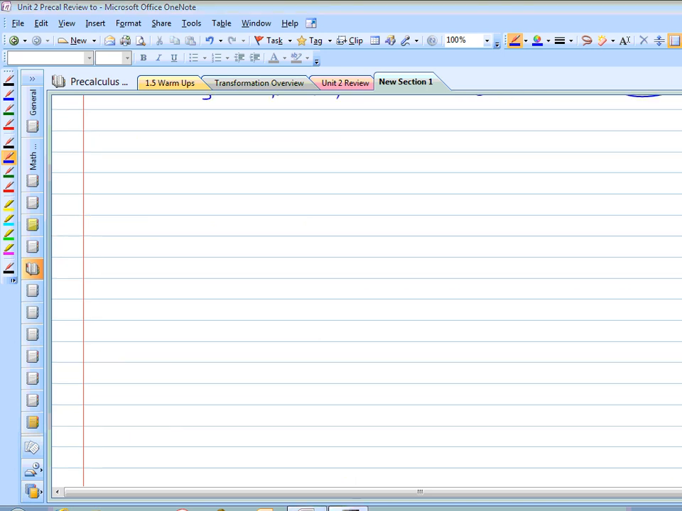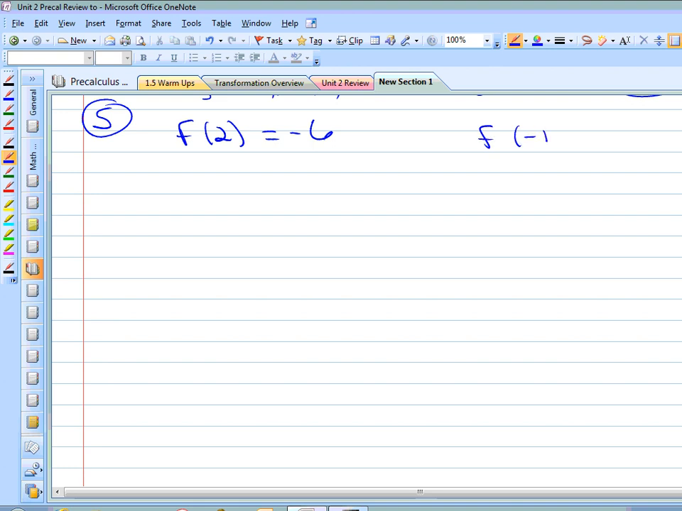I hope so. Okay, this next one's really, really important, and you all need to make sure you pay attention, and you need to make sure that you get this question right. This is really important information. All right, we have f of 2 equals negative 6. And then we have f of negative 1 equals 3. And we are asked to write a linear function and sketch the graph of the function.